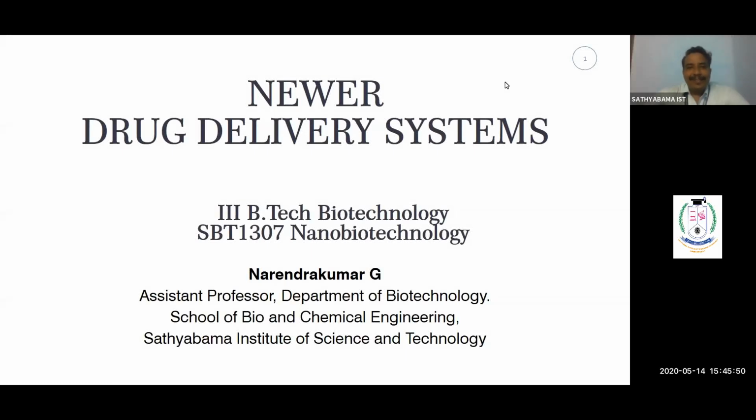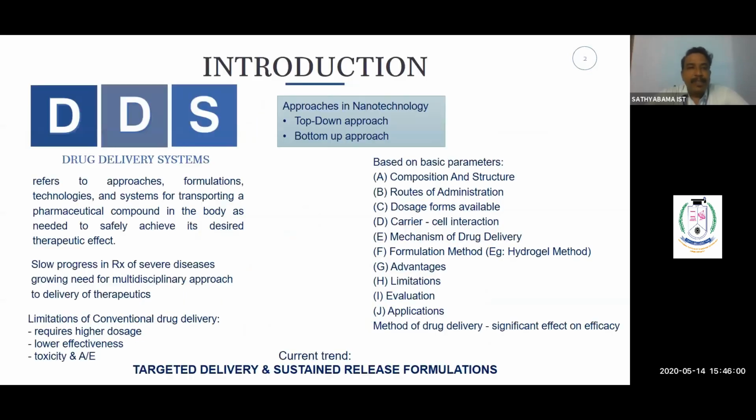Good evening. Today we are going to see about the newer drug delivery systems, which comes under our unit 4. We are going to see the introduction of drug delivery systems, which we normally call a general method by which a pharmaceutical compound can be formulated and taken up into the body. And when we take up these kinds of compounds into our system, we should ensure that it does not have any side effects.